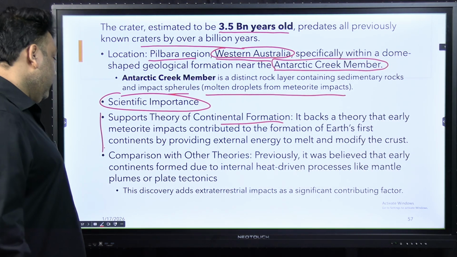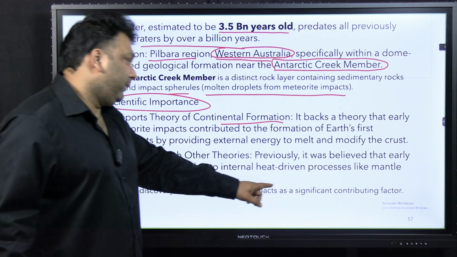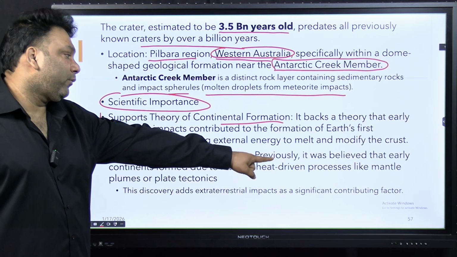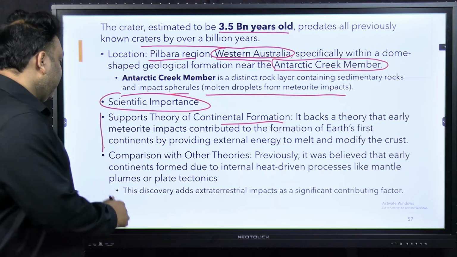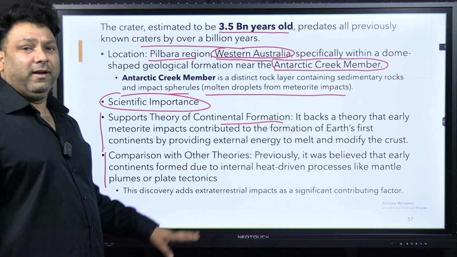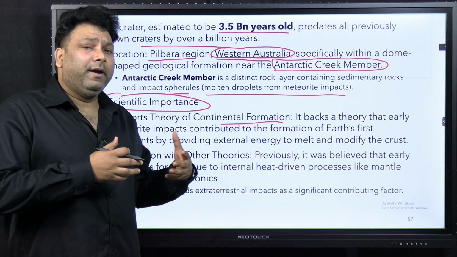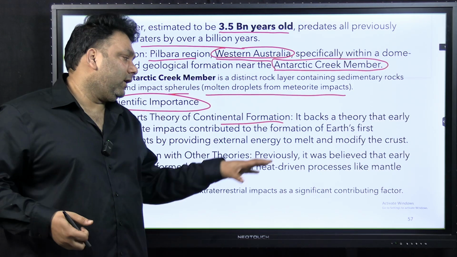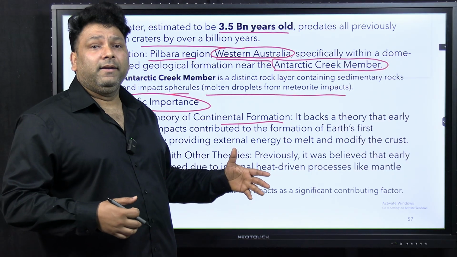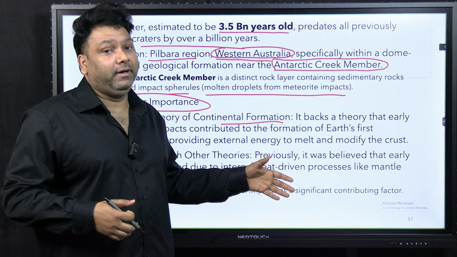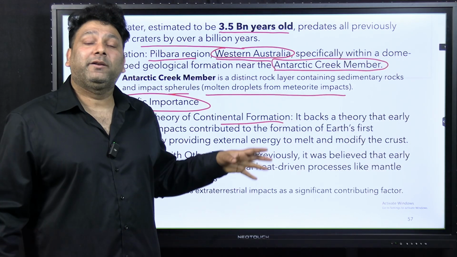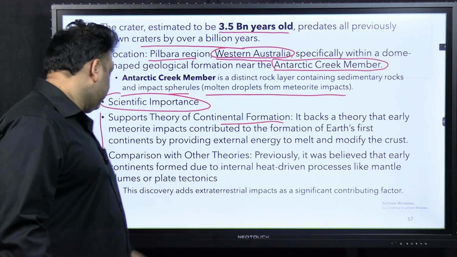Okay. So comparison with other theories. Previously it was believed that the early continents were formed due to internal heat driven processes like mantle plumes or plate tectonics, which we'll be discussing later. Means, see, अंदर का heat dissipate करने के लिए you have this mantle plumes also. So earlier people believed that they have shaped and sculpted the earth. But again, external objects like meteorites can also help in shaping the earth.